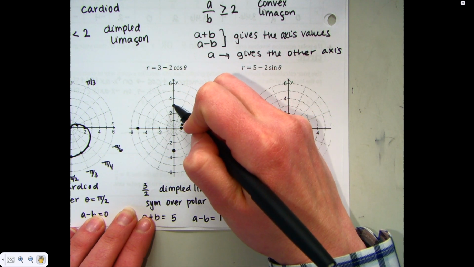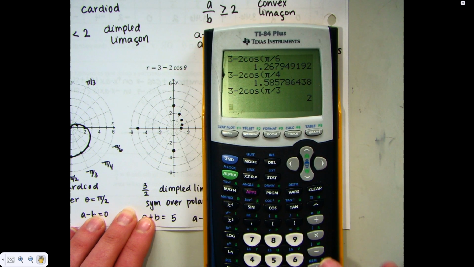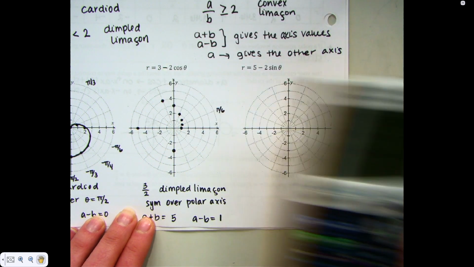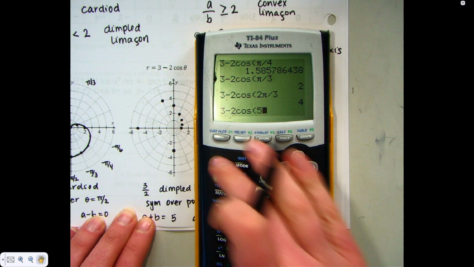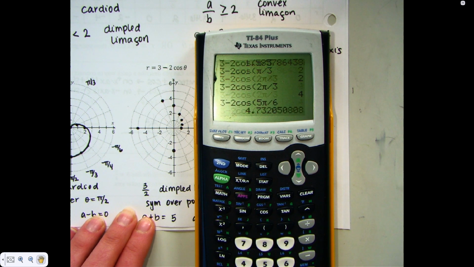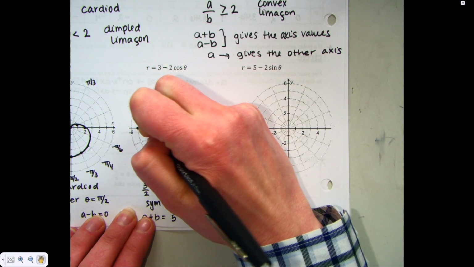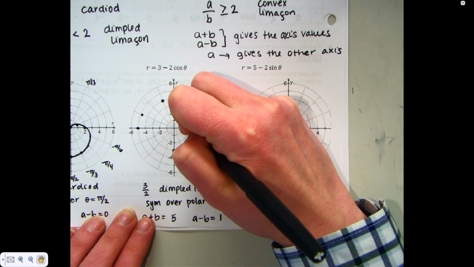And let's see, I already plugged in the pi over 2. We want to plug in, let's see, what would be next? 2 pi over 3. So that's out at 4. In that direction, I'm going out 4 units. And I'm going to do one more. 3 minus 2 cosine of 5 pi over 6 is going to take me to about 4.7. So pretty close to that 5. And I want to think about the order that I plotted them in.